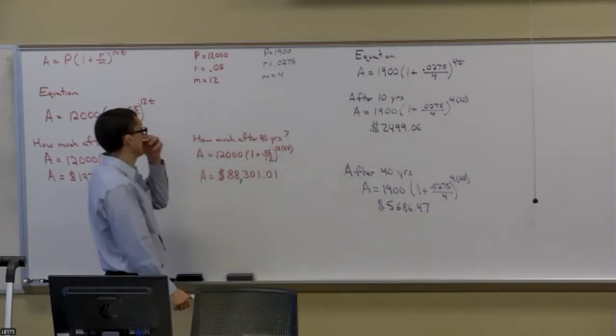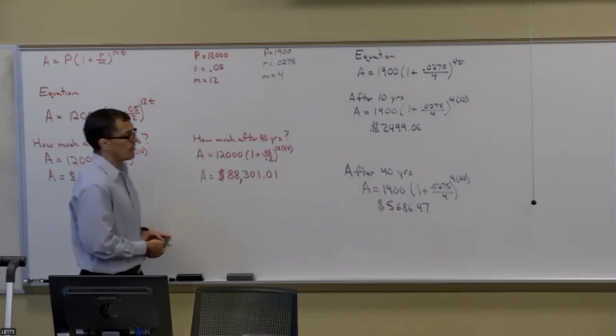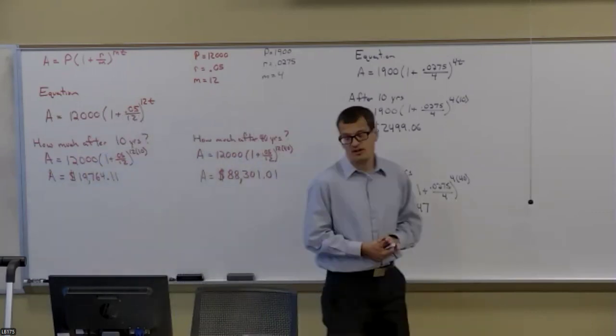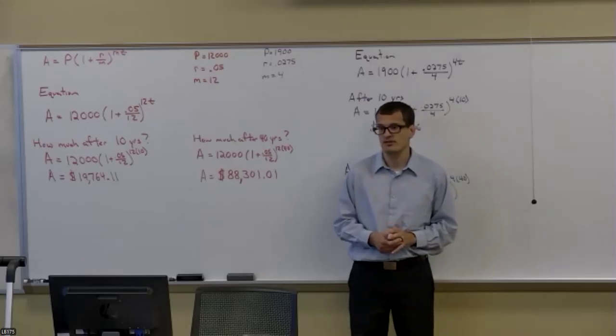And then obviously the amount you start with is a big deal too, 12,000, so on and so forth. The rate of growth, that's a big deal. So all of these variables can affect how much you have after. And that's a good thing to think about if you're thinking about the principles of funding a retirement account, for instance.